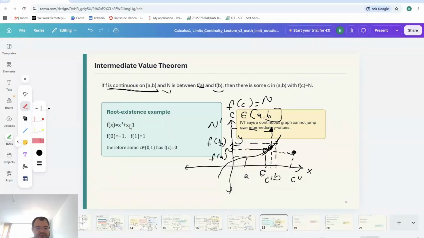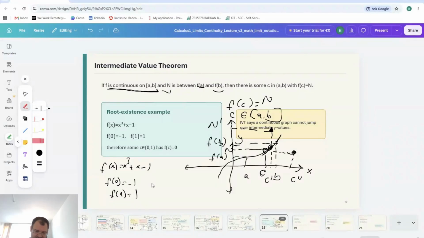So we are using this theorem in order to find root existence. For example, we have f(x) equals x cubed plus x minus 1. We have f(0) equals minus 1 and f(1) equals 1. So in this example, f is continuous between 0 and 1. So these are like a and b here. f is continuous between 0 and 1. And we have f(a) here, which is minus 1, and f(b) here, which is 1. f(a) and f(b) are minus 1 and 1.